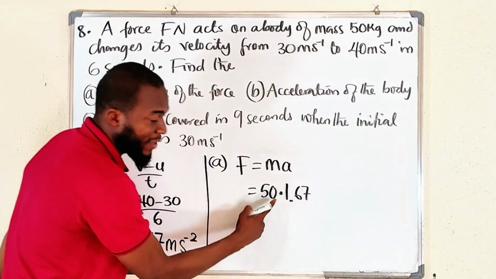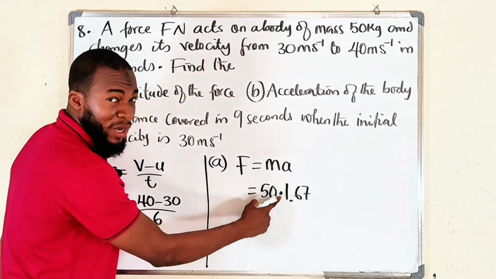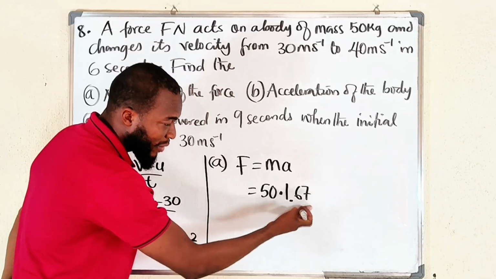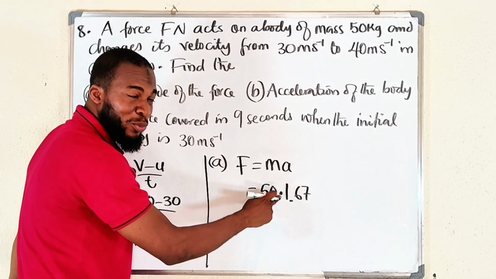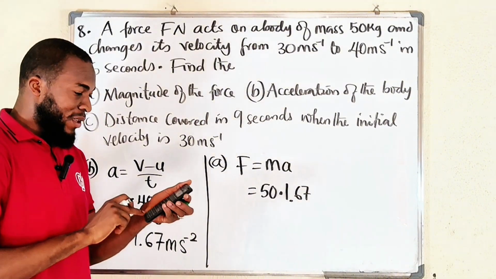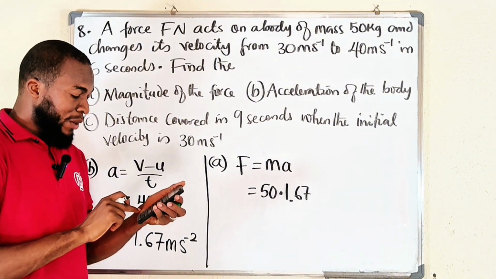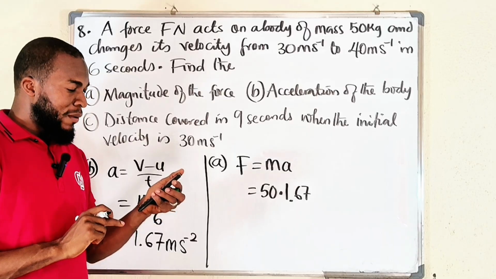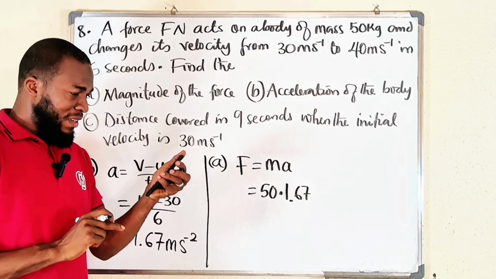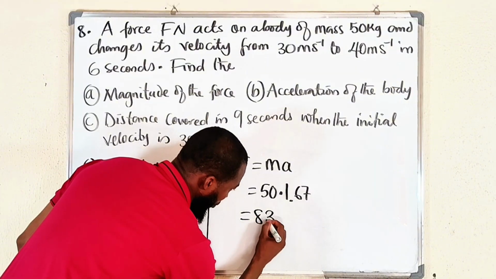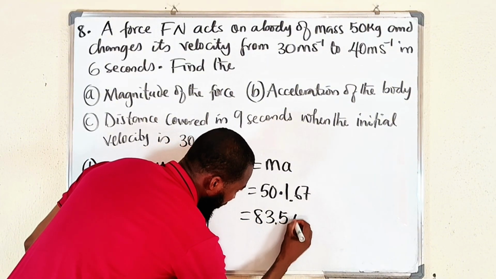You should know that there is a difference between a dot product and a decimal point. The decimal point is always aligned with the numbers, while the dot product is at the center. All right. So we have 50 multiplied by 1.67. We have 83.5. And what is the unit? Newtons.